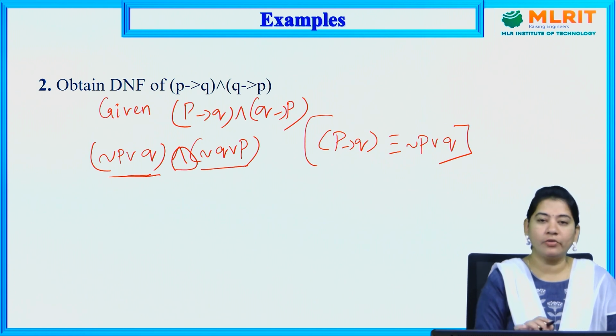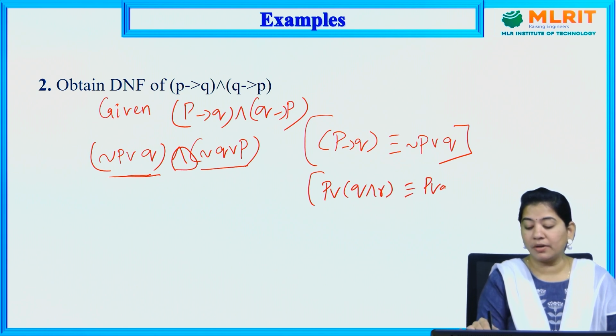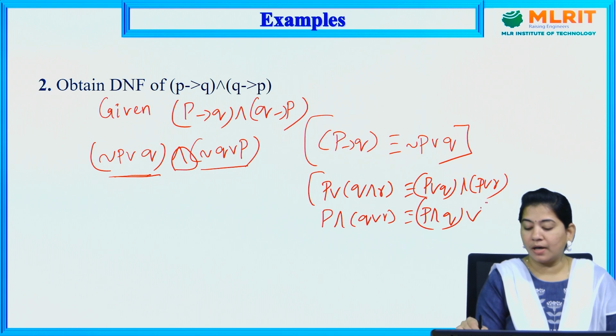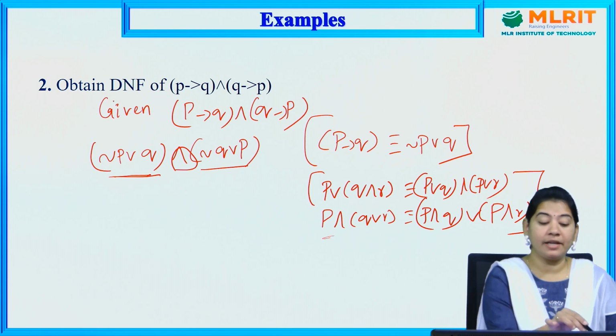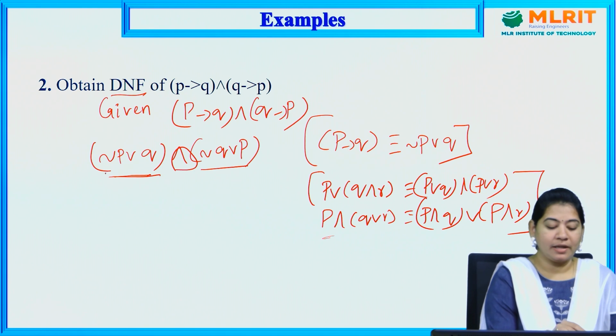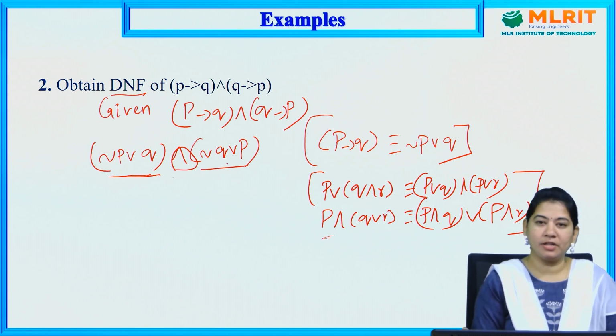Altogether we have 4 variables, but for the distributive formula, P or (Q and R) is equivalent to (P or Q) and (P or R), or else P and (Q or R) is equivalent to (P and Q) or (P and R). Out of these 2 formulas, the second one we can apply to get the required DNF, sum of elementary products. So if we observe, this is negation P or Q, and this is negation Q or P.